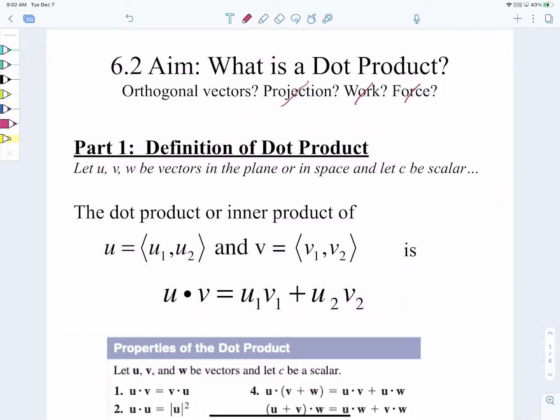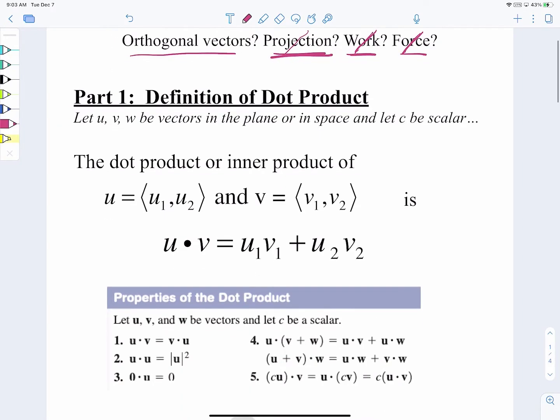Hey everyone, this is a lesson on dot product 6.2. There are some cool applications to this dot product, like with work and force kind of problems, especially to do with physics, but we are not going to get to those, so please hold off even though your notes show them, okay? We're going to get to a few things about dot products, how to calculate them, and also talk about orthogonal vectors, all right? Let's get started. Definition of dot product, part 1.